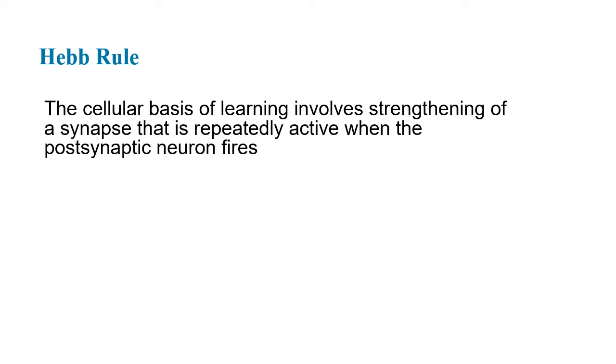However, something you don't normally hear in intro and other classes is the Hebb Rule. The Hebb Rule is something more neuro-based because it's talking about the cellular basis of learning. So the Hebb Rule says that the cellular basis of learning involves strengthening of synaptic connections that are repeatedly active when the postsynaptic neuron fires.